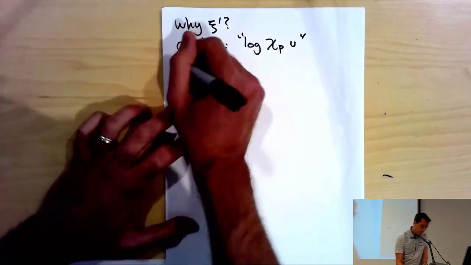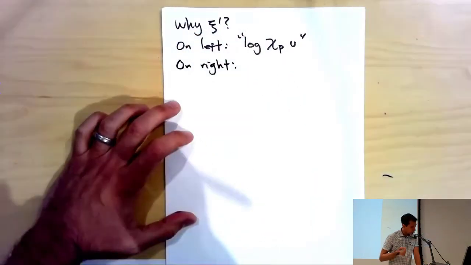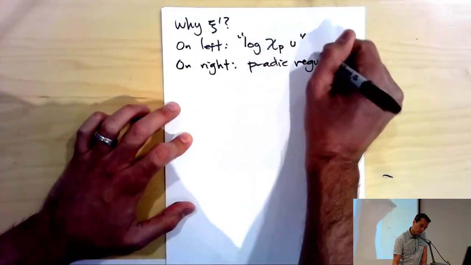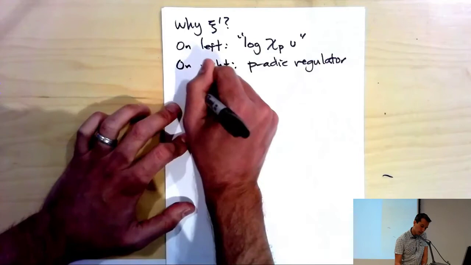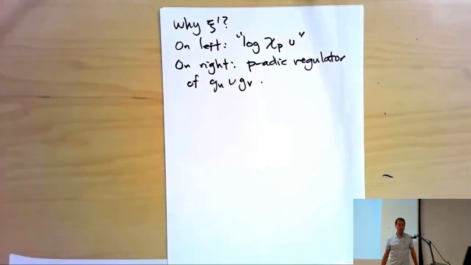On the right, it's coming from a p-adic regulator computation of these cup products, of these Valenza and Coates elements. Okay, it appears there somehow.